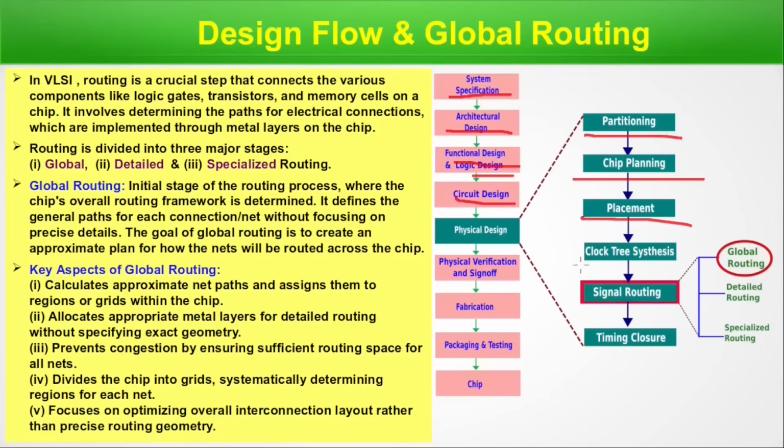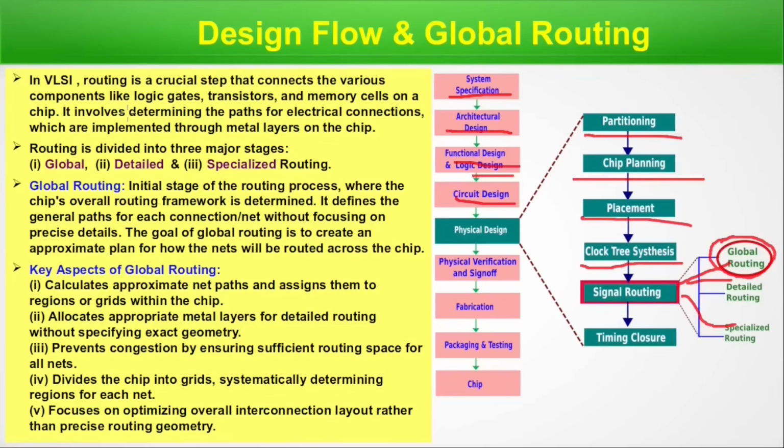Clock tree synthesis. We have an episode on clock tree synthesis and another episode on what a clock tree is. We have both episodes to give a good idea about clock tree and synthesis of clock tree. And now signal routing. Signal routing has 3 steps: global routing, detailed routing and specialized routing. In this episode, we are concentrating on global routing. In VLSI, routing is a crucial step that connects the various components like logic gates, transistors and memory cells on a chip. It involves determining the paths for electrical connections which are implemented through metal layers on the chip.